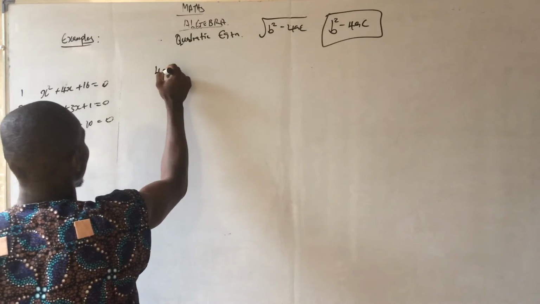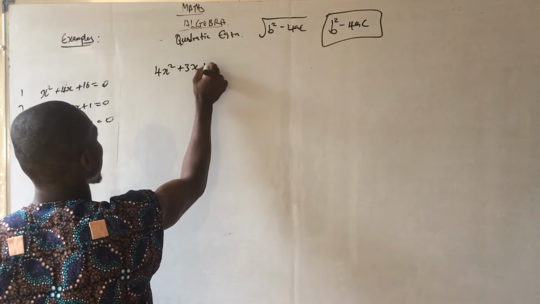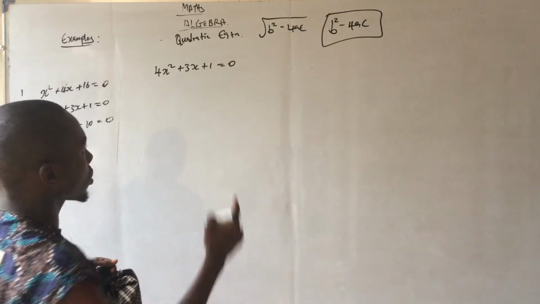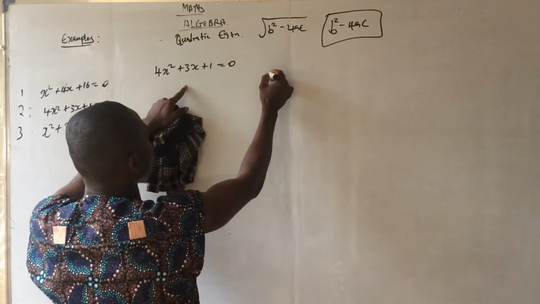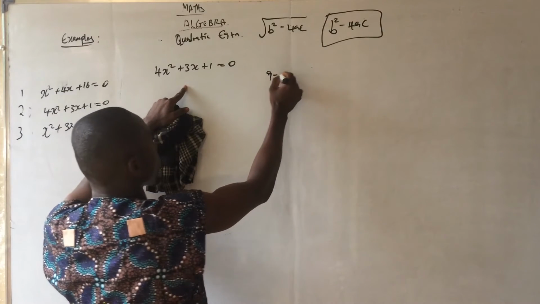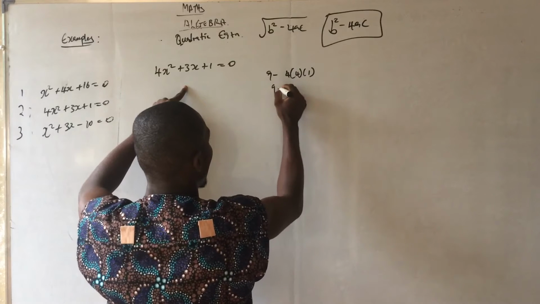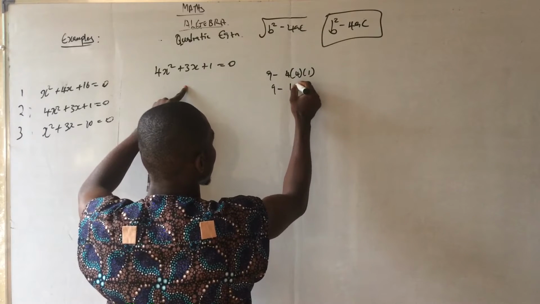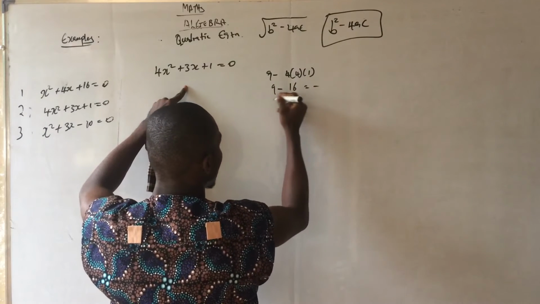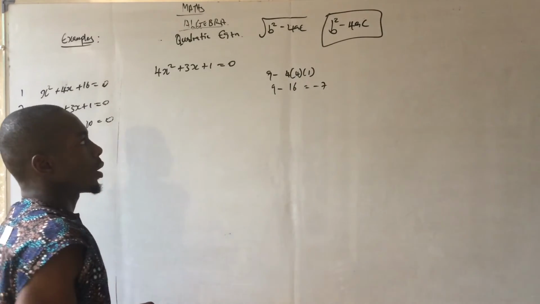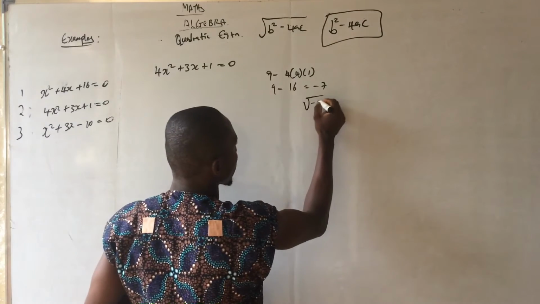Number 2 says 4x squared plus 3x plus 1 equal to 0. So we now check using the discriminant again. b squared is 9 minus 4ac. Now 9 minus 16 gives you minus 7. Now we still get the square root of minus 7.